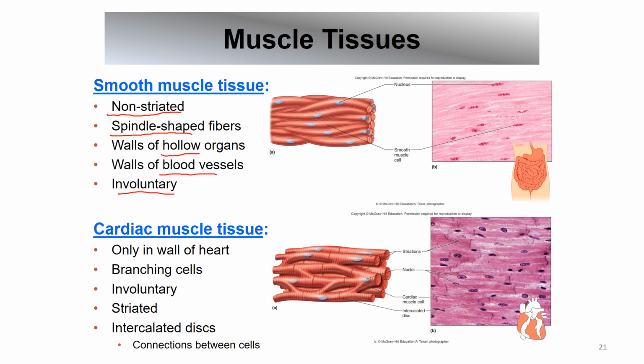Cardiac muscle tissue is found in the walls of our heart. Here, cardiac muscle tissue is made up of branching cells, versus skeletal muscle tissue, which is made up of parallel cells. It's under involuntary control. It does have striations, just like skeletal muscle. But one thing that's special for cardiac muscle tissue is that it has intercalated discs, which are connections between the cells.